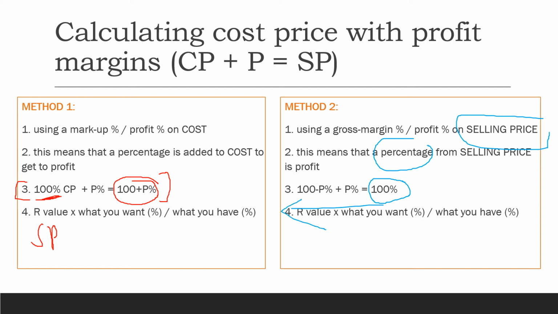Work your way backwards, and then you say, well, if profit is 50, cost price would be 50. Then cost price is 50, profit is 50, selling price is 100%. Number 4 is exactly the same as method 1. You take the rand value of what you've been given, which typically should be your selling price, multiply by the percentage that you want based on number 3, divided by what you have percentage. So if you have a selling price of 200 rand, you want to work out cost price, multiply that by 100 minus the profit, which is 50 in our example, and divide it by 100%.